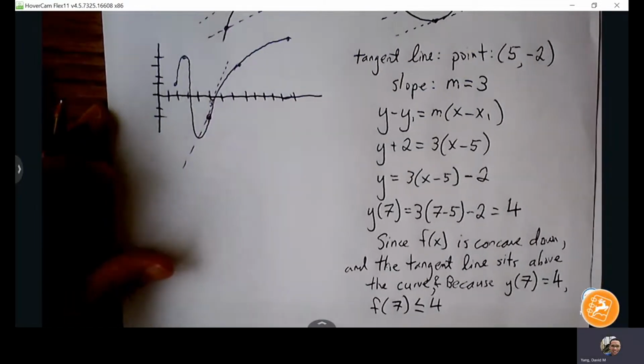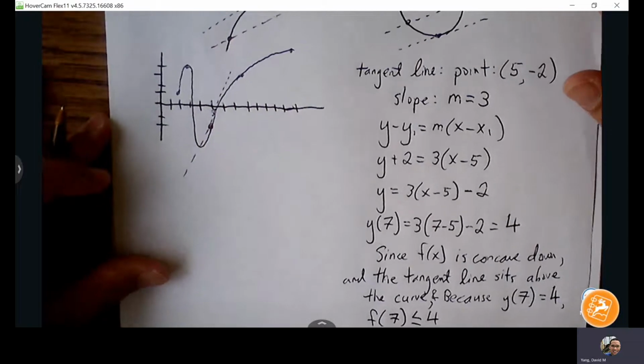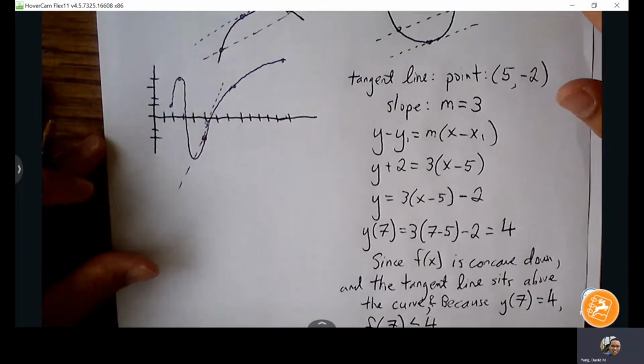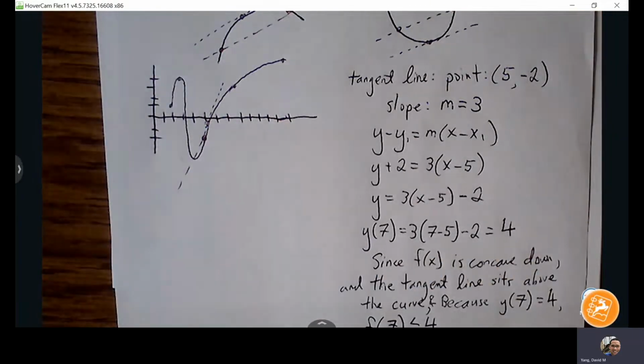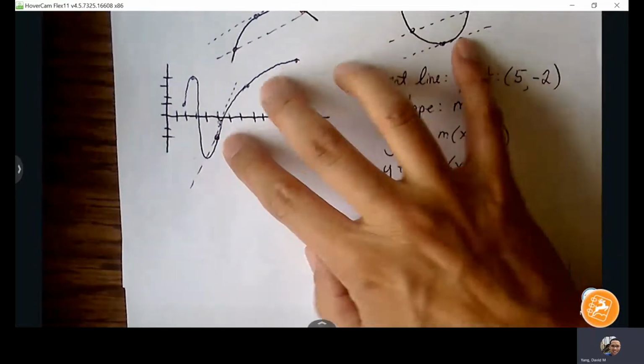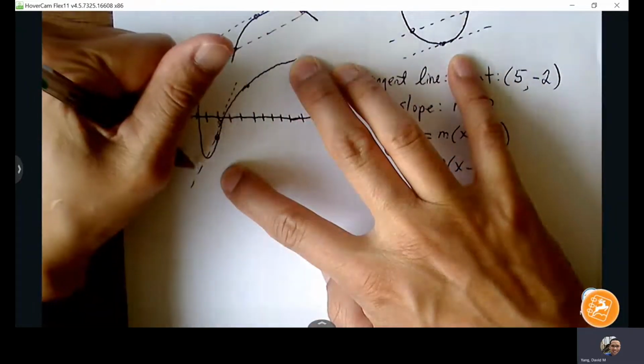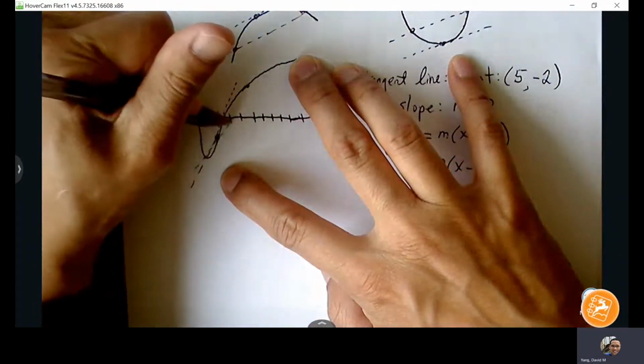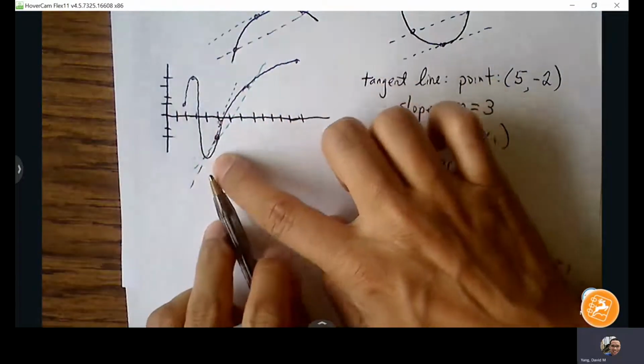Now the second part says use the secant line between 5 and 8 to show that f of 7 is greater than or equal to 4/3. Okay, well, let's create that secant line equation first. Secant line equation is going to be the equation of this line between 5 and 8. It's going to be this line right here.